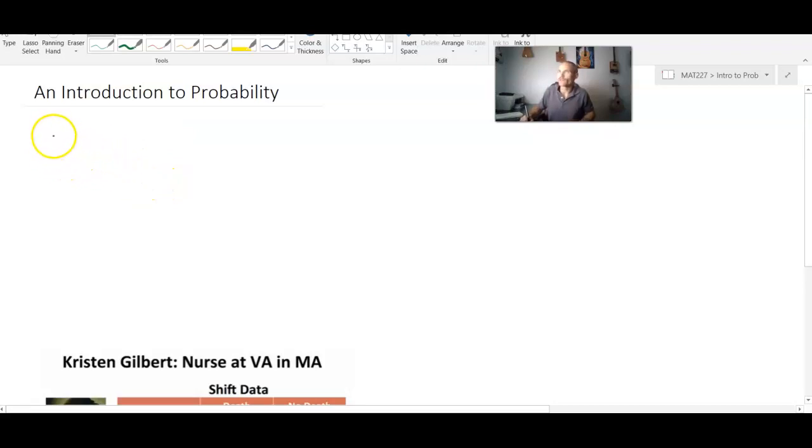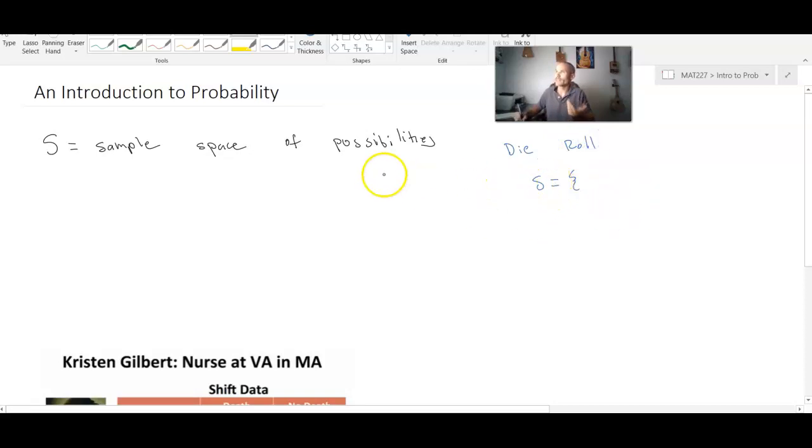So we have some sort of set S, which we'll denote to be the sample space of possibilities. And within that sample space, we have some sort of event that we're interested in. So off to the side over here, let's say that our sample space consists of an event which is a die roll. So we roll a die. And so the sample space is the set of all possibilities. Well, that's going to be the elements 1 through 6. So you roll a fair six-sided die.